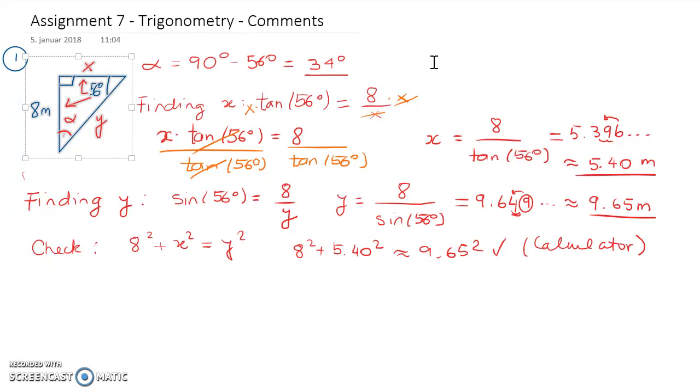So even if the triangle is on the assignment sketch, I'll say sketch it on your work as well. So later on, when you have to review your work, you know what you're talking about.